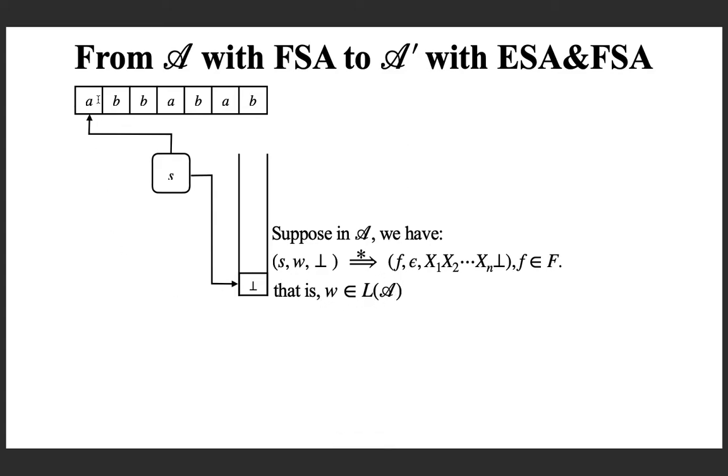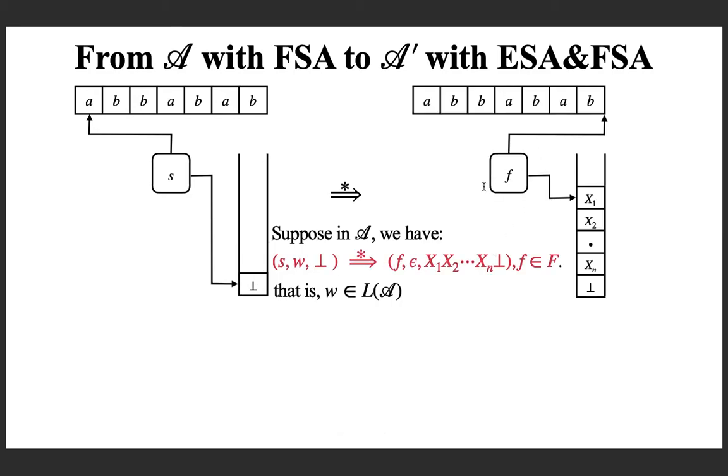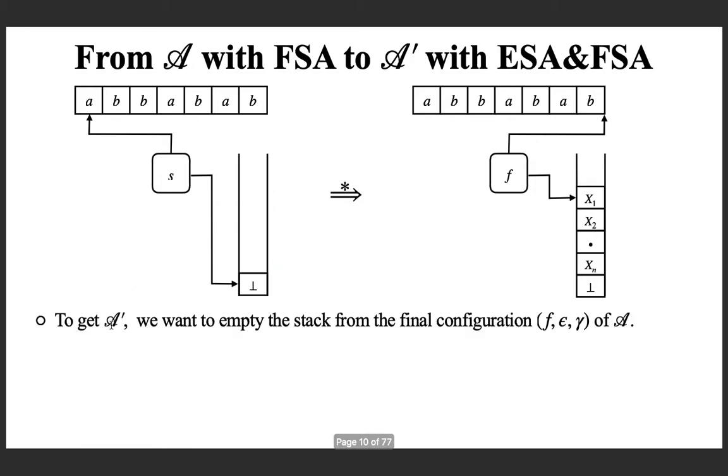Now, given this configuration, if you fire all this sequence of steps, you will get into this configuration. F is your state, you finished your input, so the read head is here, and this is the content of the stack. And remember, here we need a machine A prime which is going to accept by both final state, which is done, and also by emptying the stack.